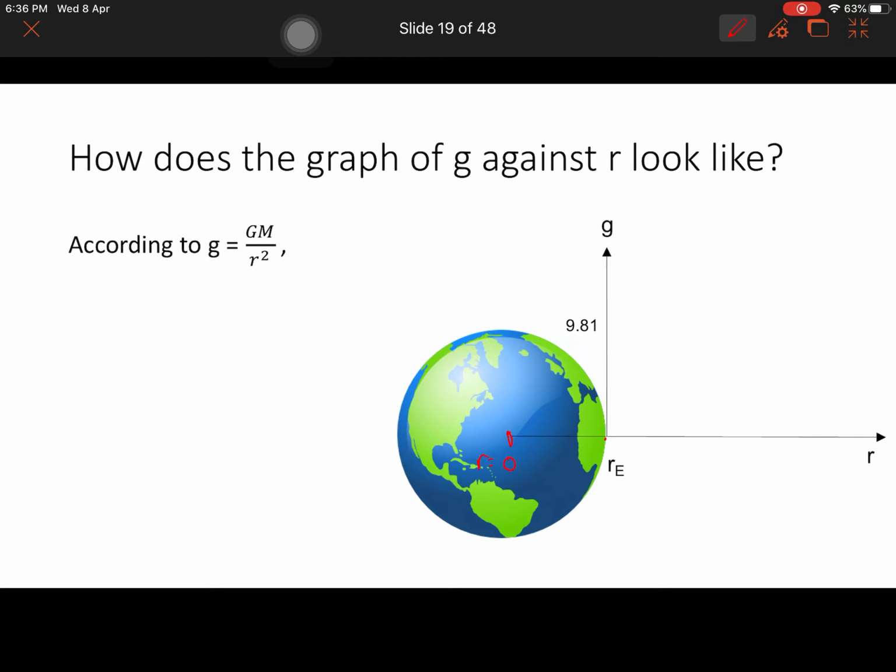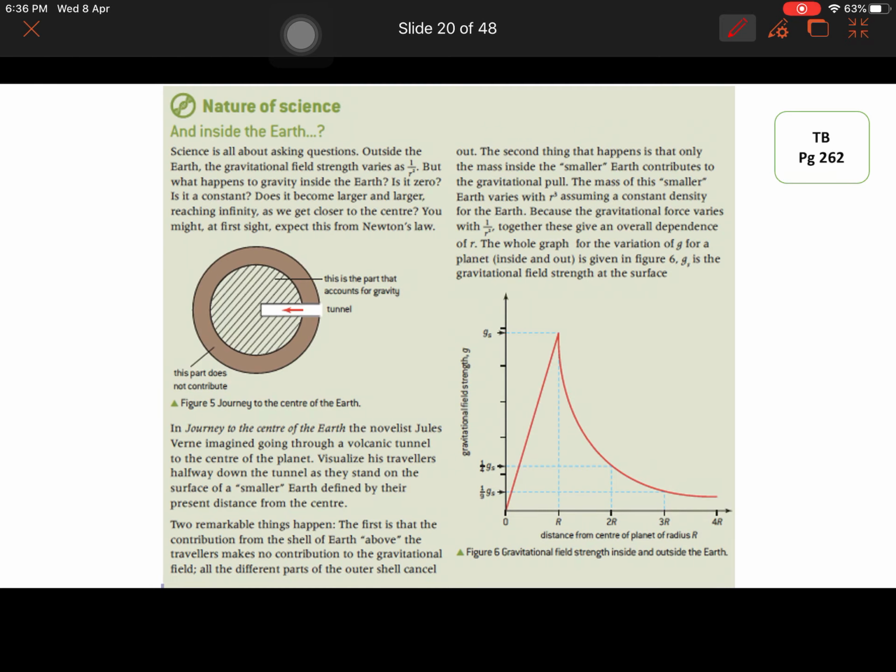Now, according to G equals GM over R squared, if this is a constant, that tells us that G is proportional to 1 over R squared, or it's inversely proportional. So since it's inversely proportional, you get a graph that looks like this. Alright. So please take note of this graph because sometimes they can ask you such questions for the MCQ. Now what about if I go towards the center of the Earth? This is on page 262 of your textbook under the Nature of Science section.